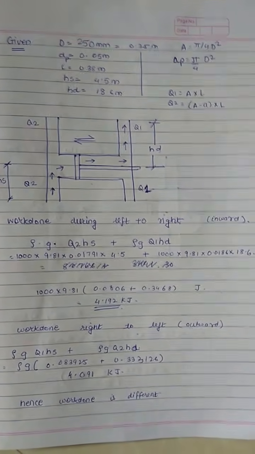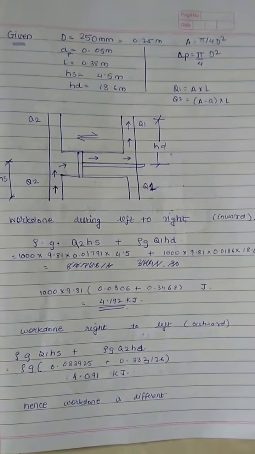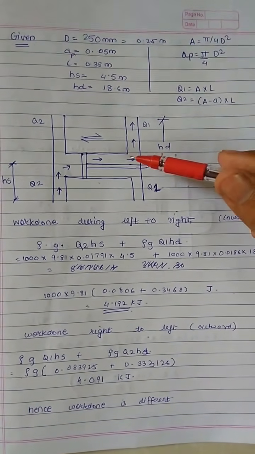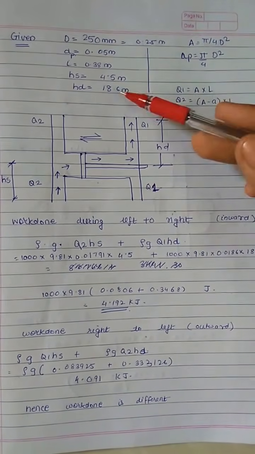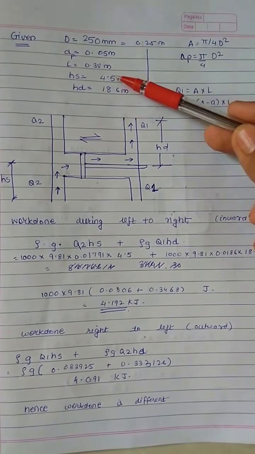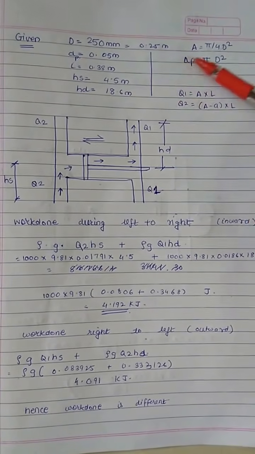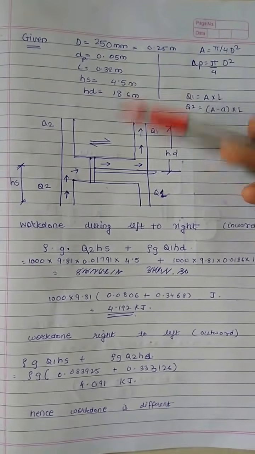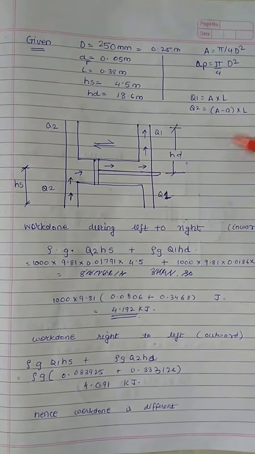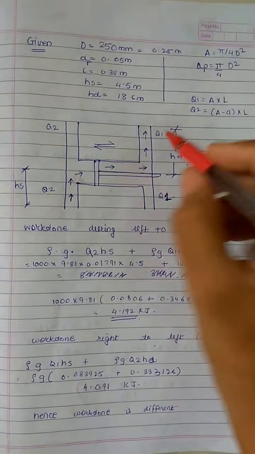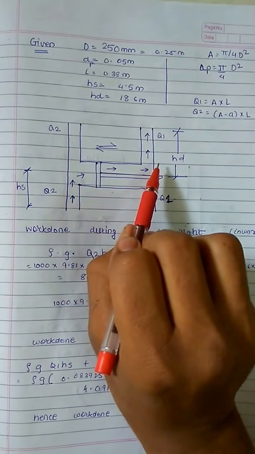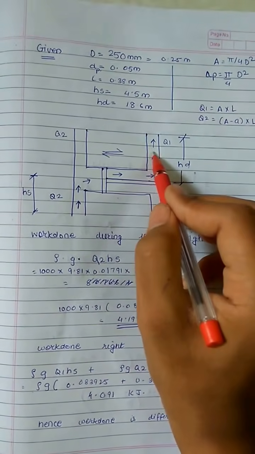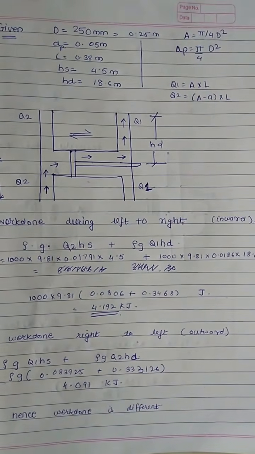Okay friends, this is a new type of numerical in which we have been asked to calculate work done for the first time in a pump. So this is a double acting pump, as you can see from the figure. We have been given all the dimensions, HS, HD, that is suction head and discharge head respectively. We have been given D, the diameter of the cylinder, and the diameter of the piston rod, that is dP. So we have been asked that if inward stroke happens and when an outward stroke happens, will the quantity of water discharged from the two pipes be the same? Think about it before listening ahead.